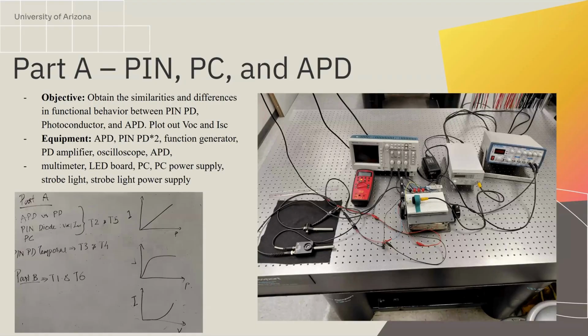For part A, we did the PIN, PC, and APD. Basically, our objective was to determine similarities and differences between the functional behavior of the PIN PD, photoconductor, and APD, and plot out VOC and ISC. On the left, you can see the top plots we're going to try to go for, and on the right is our setup.